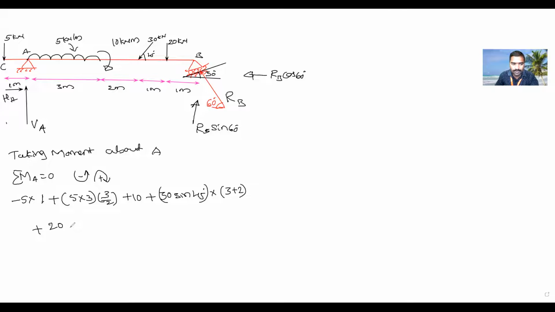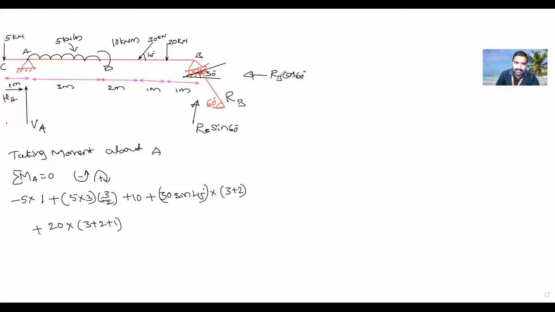20 kilonewton is force into what is the distance from A to 20 kilonewton? So that is 3 meter plus 2 meter plus 1 meter. Is it okay? Yes, sir. Okay. Next, coming to the RB.